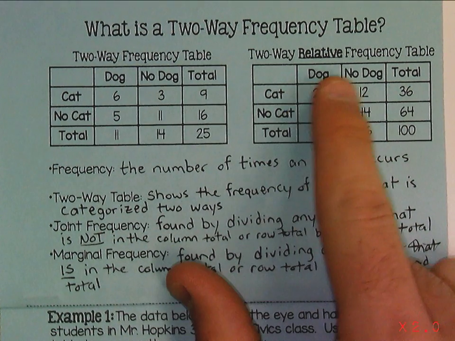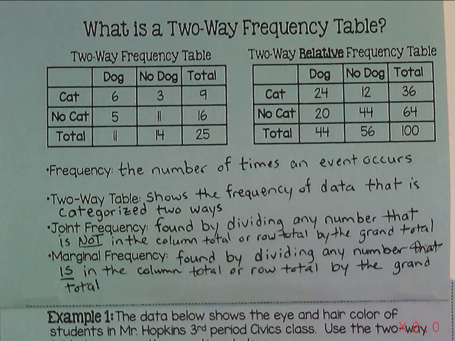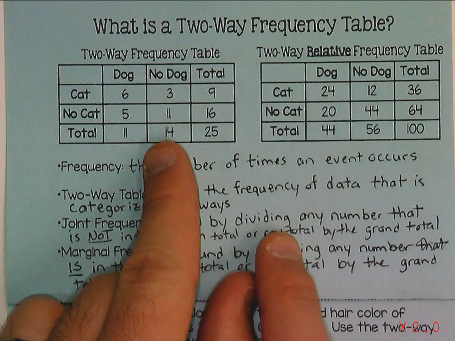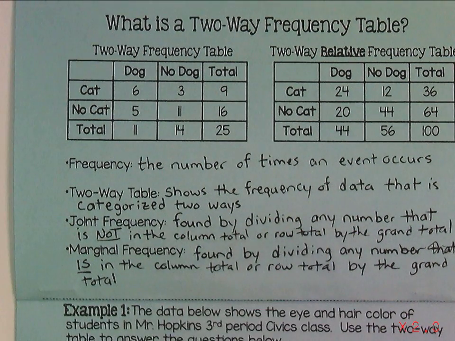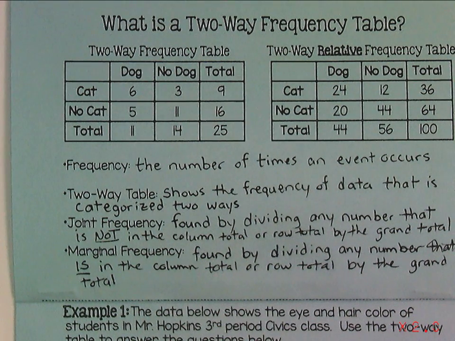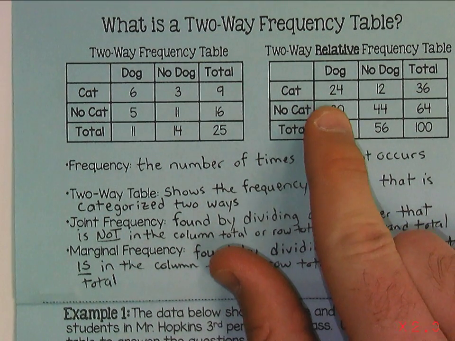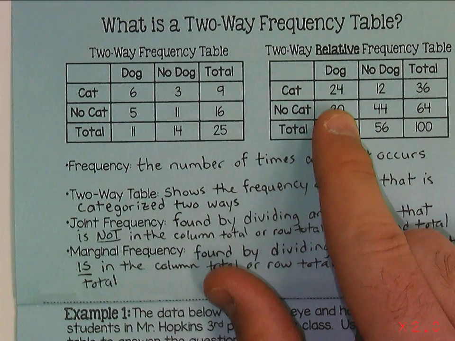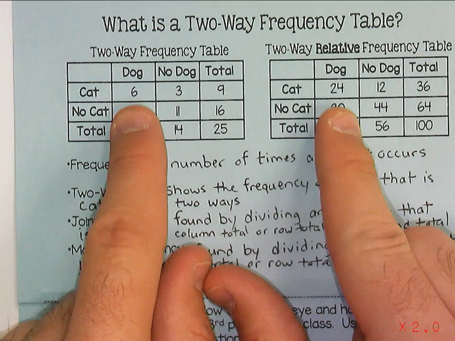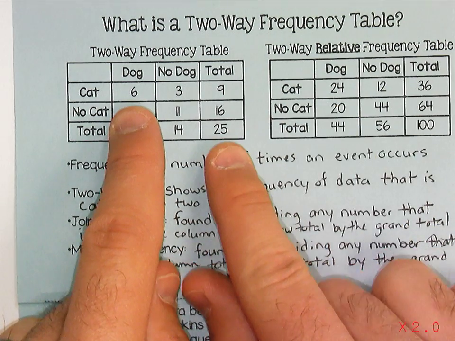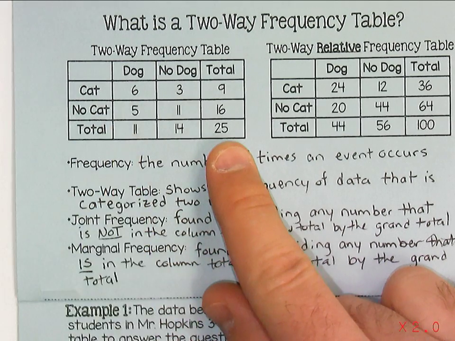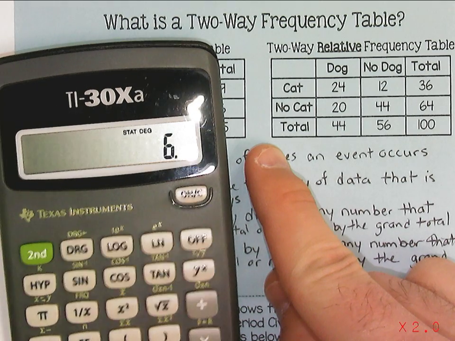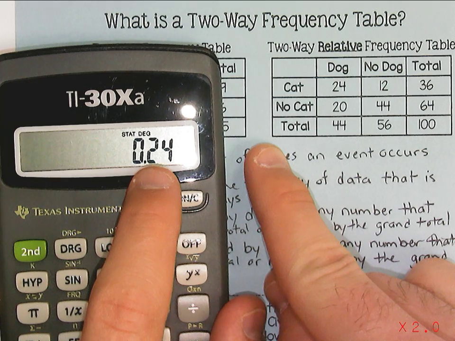Now a two-way relative frequency table deals with percentages and refers back to this two-way frequency table, and I'll show you a couple examples of what I mean here. So it deals with percentages or probabilities, like I said. For instance, here it says 24, and this refers to 24%. If we look at the number of people here, which is 6, out of our total 25, we do the fraction 6 over 25. If I do 6 divided by 25 on my calculator, we see that it's 24%.